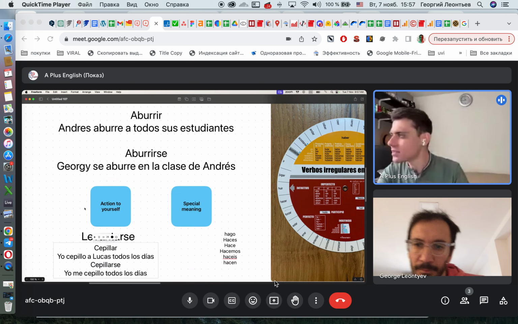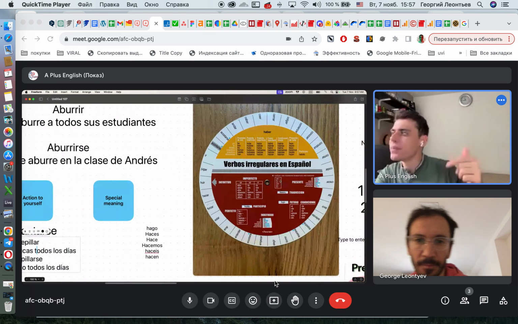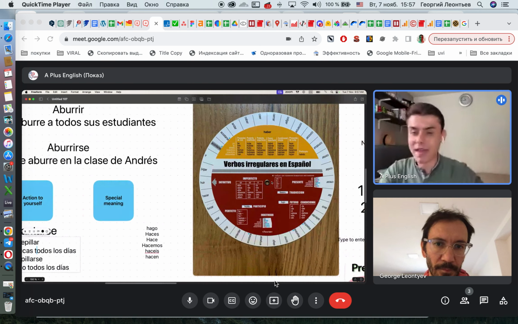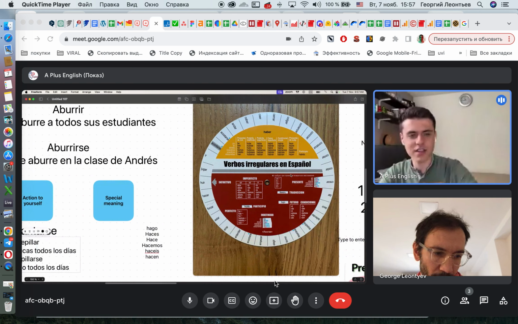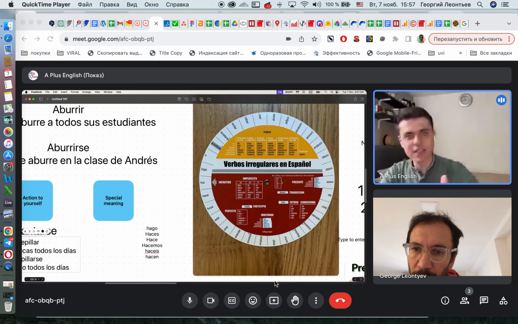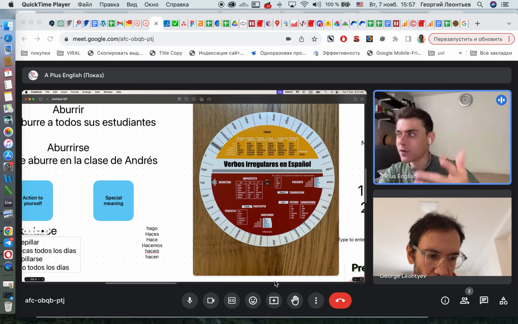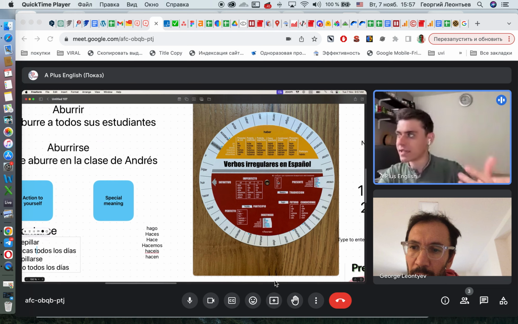How do we use reflexive verbs? Like this, like it says here. Before you change the verb, put the me first and then the person that is talking. Put the te first and then the person that is talking. If it's for yo, it's me. If it's for tú, it's te.